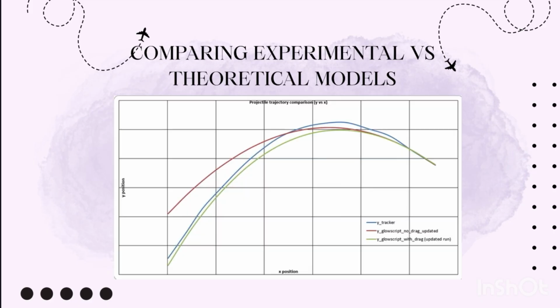And here is our main graph, where you can see all 3 graphs together. The gravity-only model produces a perfect parabola that travels further and stays higher than the experimental data. The drag model shifts downward and shortens the range. The drag model closely overlaps the Tracker data, especially in the later portion of motion. This suggests that air resistance is present and that including a quadratic drag term improves the accuracy of the model.